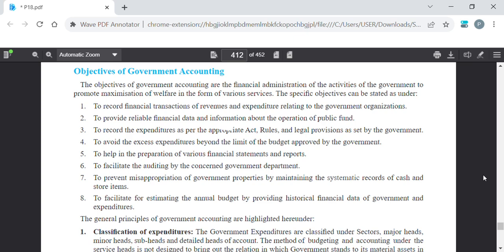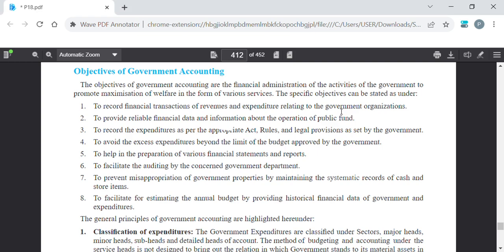Okay. They have classified the objectives into two: general objectives and specific objectives. General objectives, there are two. And specific objectives, there are 8 points. To record financial transactions of revenue and expenditure relating to government organization, to provide reliable financial data and information about operations of public fund. To record means nothing but to log government income and cost. Here what you are doing, you are recording your income and expenditure relating to government organizations. So in easier words, you are logging your government income and cost.